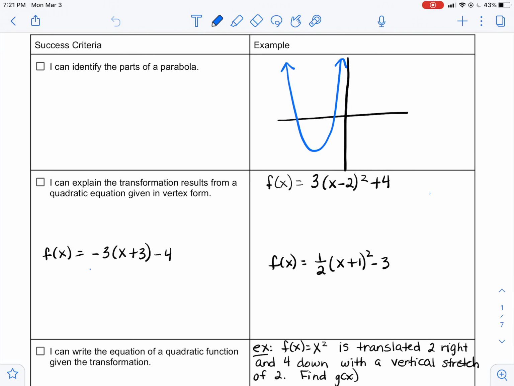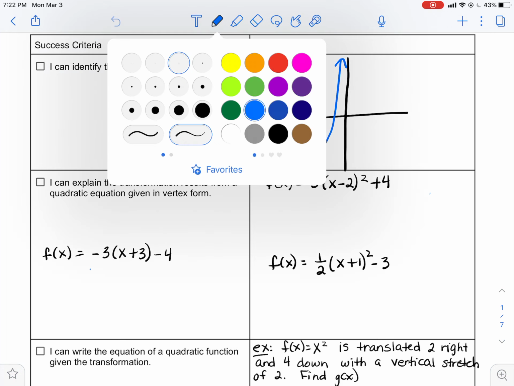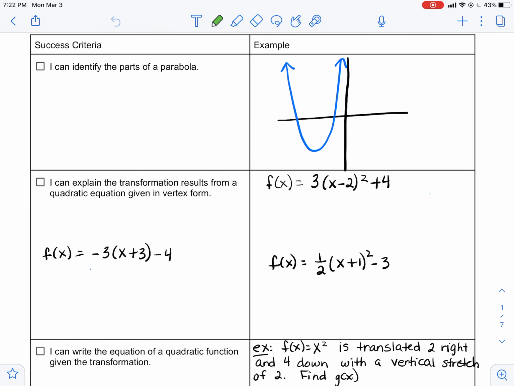Welcome to our video. This one is going to be over identifying the parts of a parabola. So let's go ahead and get started on that. If you have a parabola, you should be able to tell me what each of the different parts are, such as the lowest part here is the vertex, or the (h, k).